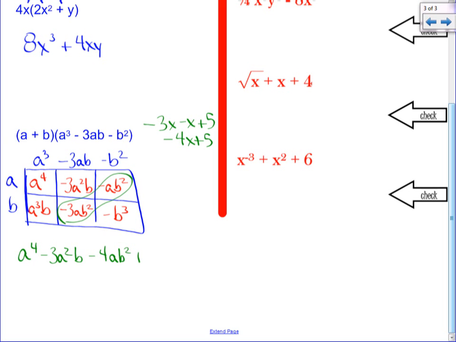Then we've still got this one, plus a cubed b minus b cubed. From these two together, combining like terms. This is really a negative 1. Questions on that? I just got one thing left to look at.